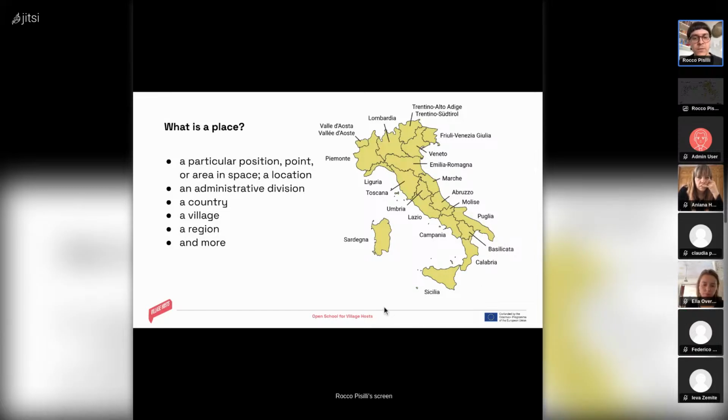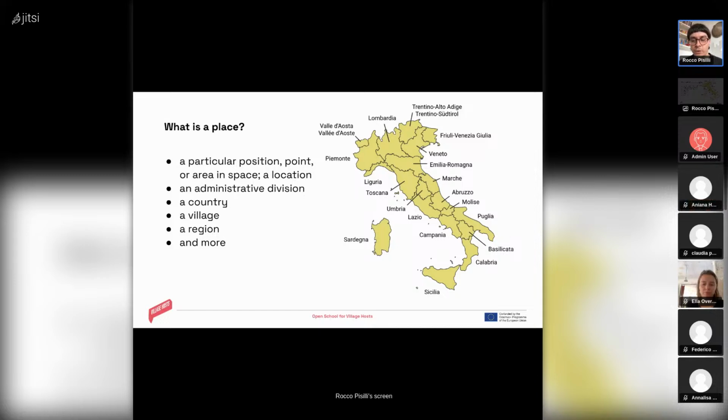So I want to start with you to think about what is a place. So the general definition of a place is a particular position, a point, or an area in the space. So basically, as you can see in the image, like the administrative division of countries or regions. But obviously, a place is more than that.